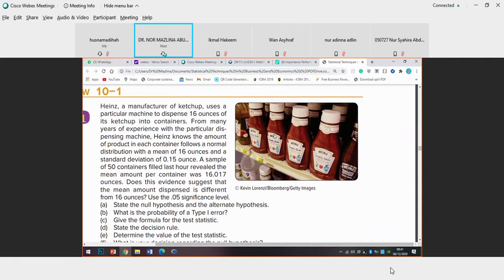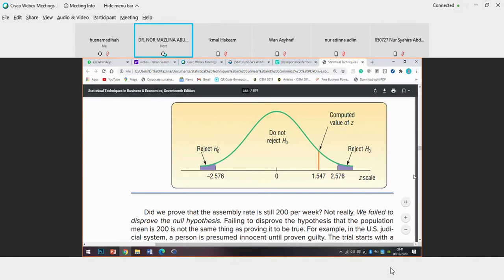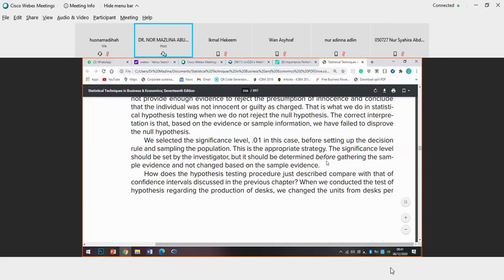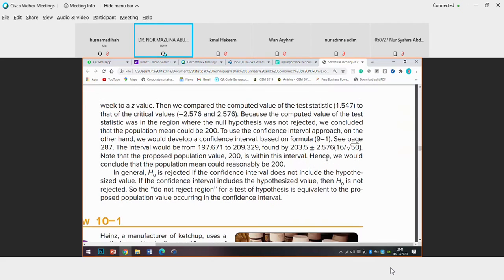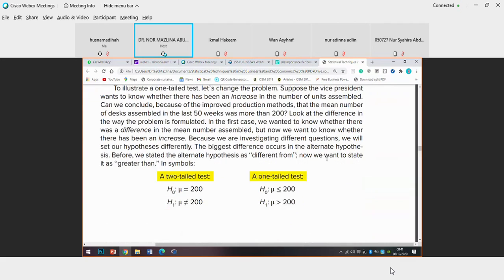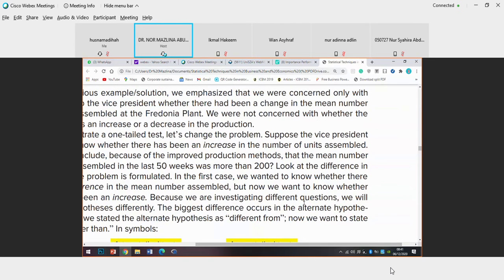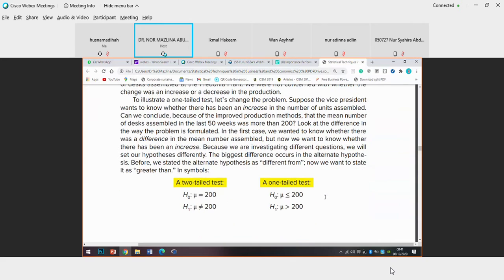Sorry, one tail. This one is a two tail, right? Two tail, left and right. Now you will come across something called a one tail test, and this is when, let me show you. Let me make it smaller. This is a two-tailed test in which you would like to investigate whether the mean is different from 200.